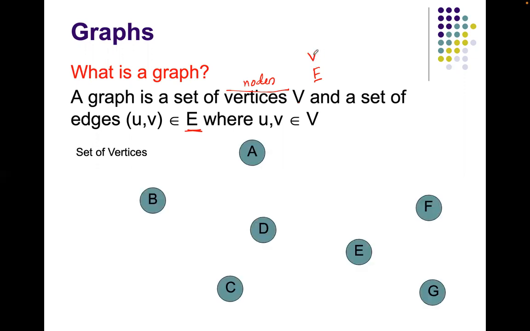So let's see an example. In this graph, you can see that we have a set of vertices or nodes. So in this graph, we have the set of vertices V as A, B, C, D, E, F, and G. Okay. So in this graph, we have these nodes.